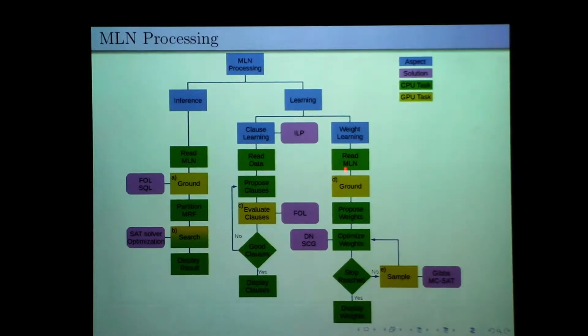On weight learning, we also need to ground with the GPU. We propose an initial value for the weights, and then we optimize this value, adapting the parameters of the optimization algorithm to a sampling method, which is similar to SAT. It's actually called MC-SAT. And once we have found good weights, we display them.